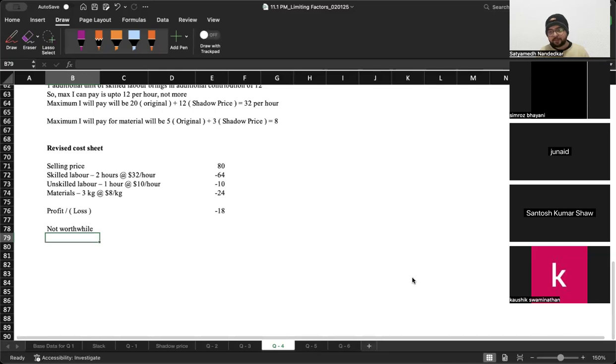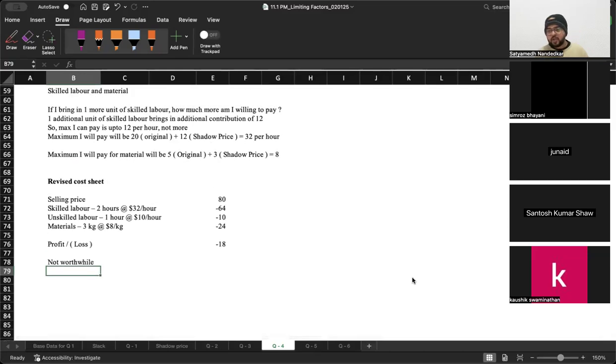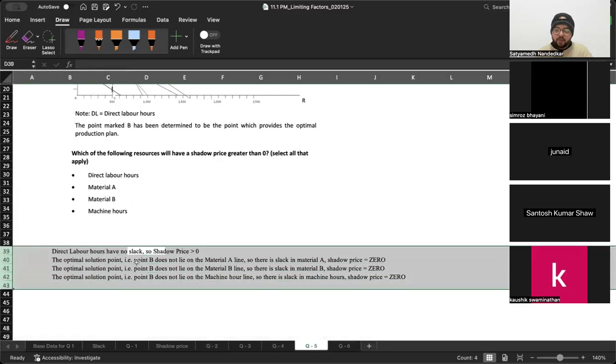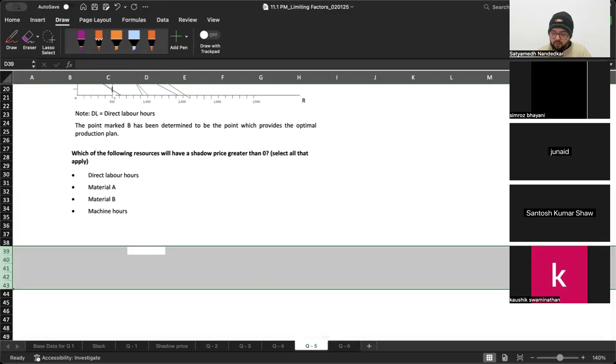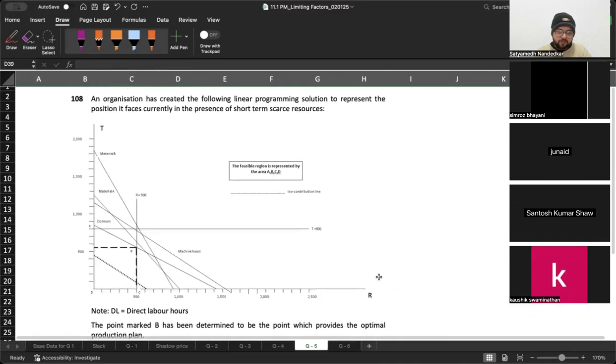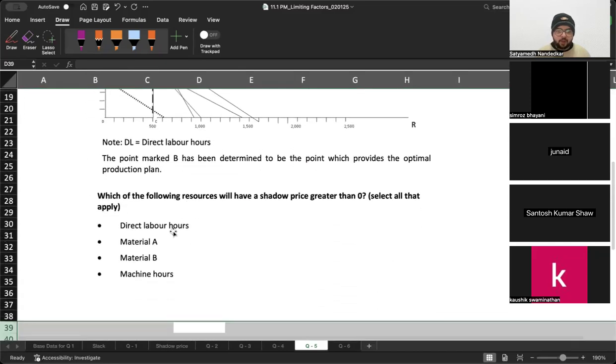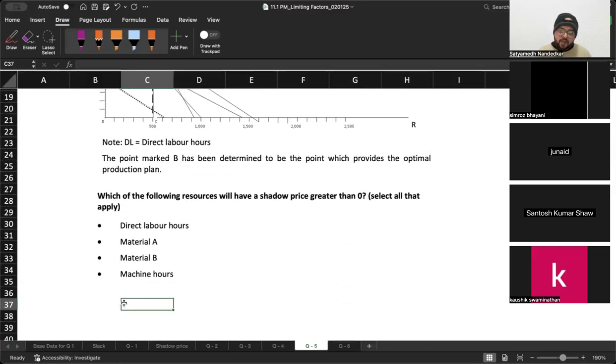Not worthwhile. ठीक है? Now I have two very interesting questions from the exam kit that I will be solving with you. These are ग्राफ बेस्ड क्वेश्चंस. ठीक है, तो अच्छे से इसको मैग्नीफाई करते हैं और करते हैं. You can see it clearly now. Which of the following resources will have a shadow price greater than zero?